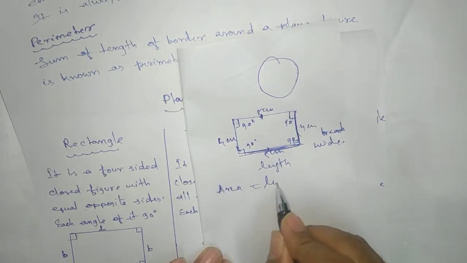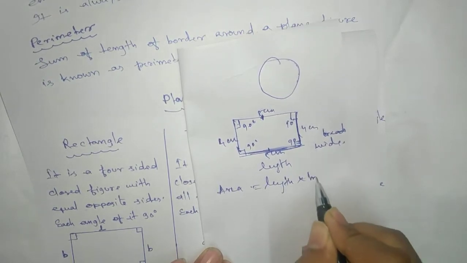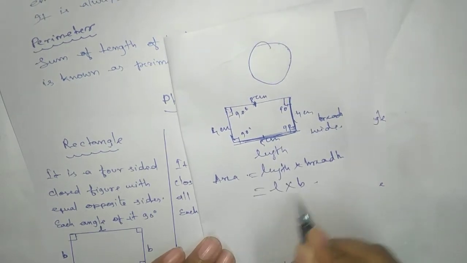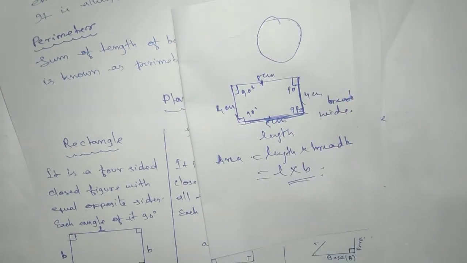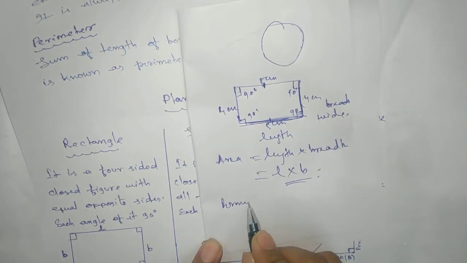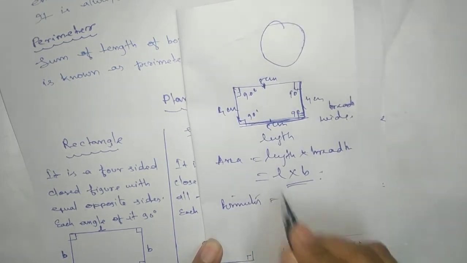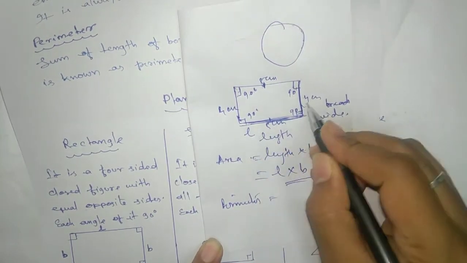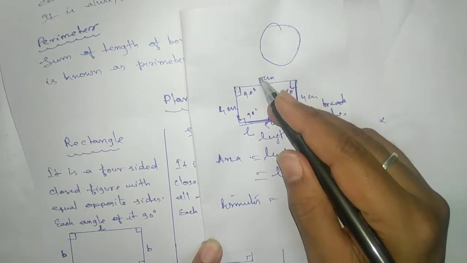To find the area, there is a formula for the rectangle: area of rectangle equals length into breadth. We use the short form L into B for area of rectangle. And perimeter means what? Sum of all sides.